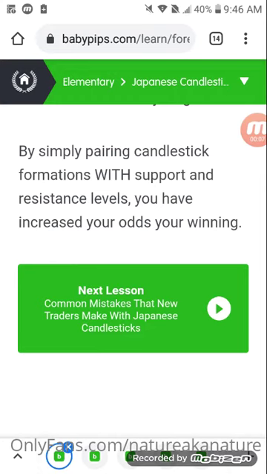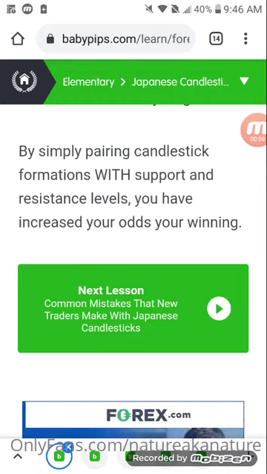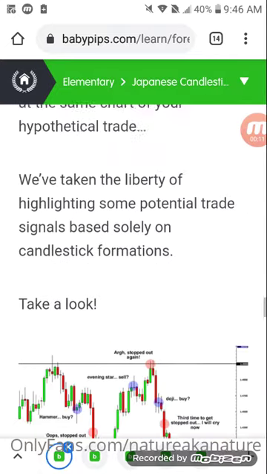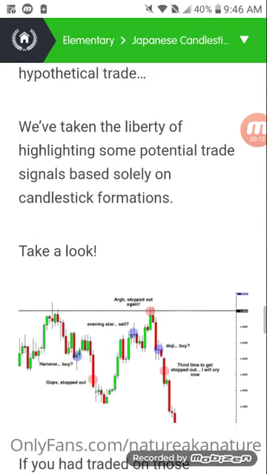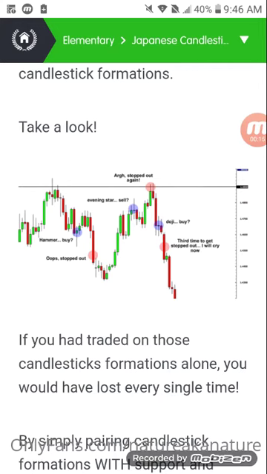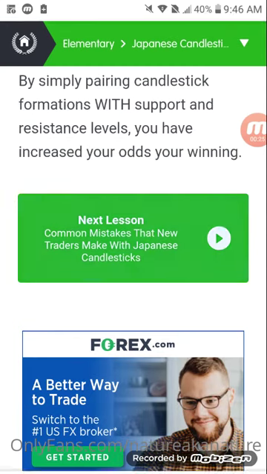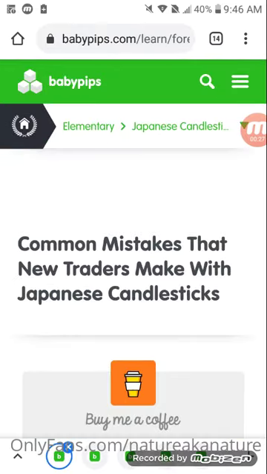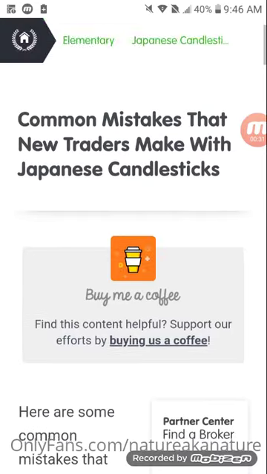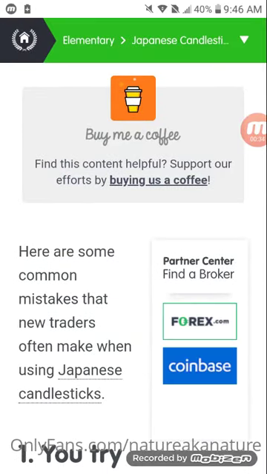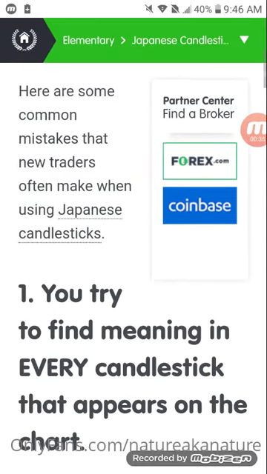So we just ran over how to trade Japanese candlesticks at resistance and support levels. The next lesson is common mistakes that new traders make with Japanese candlesticks. Let's just go over this real fast, gang. Here are some common mistakes that new traders make when using Japanese candlesticks.